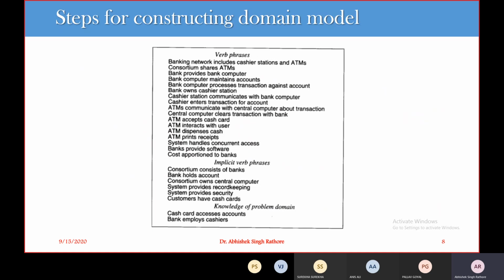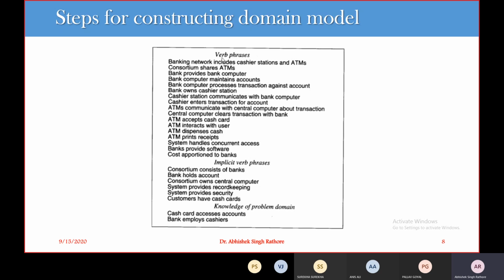Next step is to find the steps for constructing an object model in this session. So we have to find out the different associations that are available. When we go about finding the associations, these are some examples that are available.